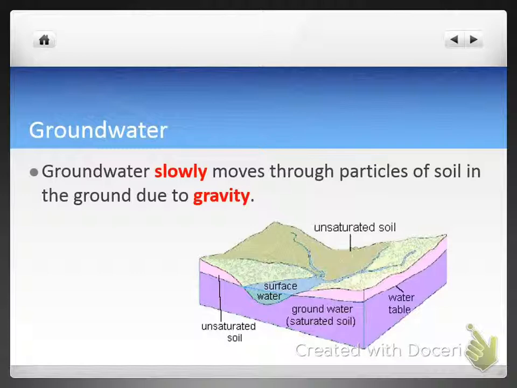And some soils are better to allow water to flow through them than others. And the ones that allow water to easily move through them are called permeable soils. And the ones that are more difficult, like some of our clay, because it's so fine grained and the particles are so tightly packed together, are said to be impermeable.